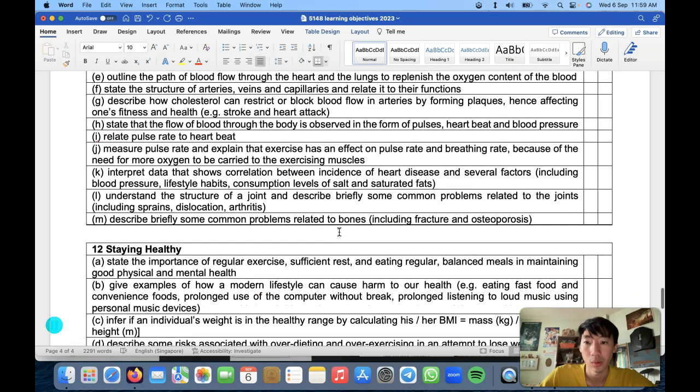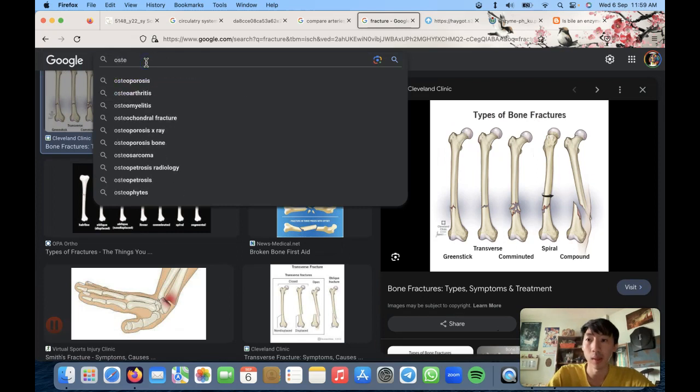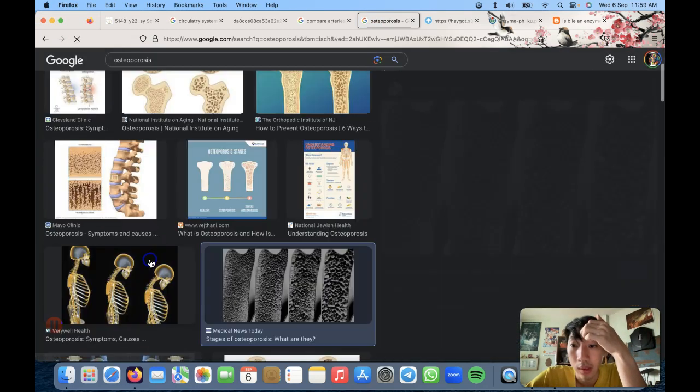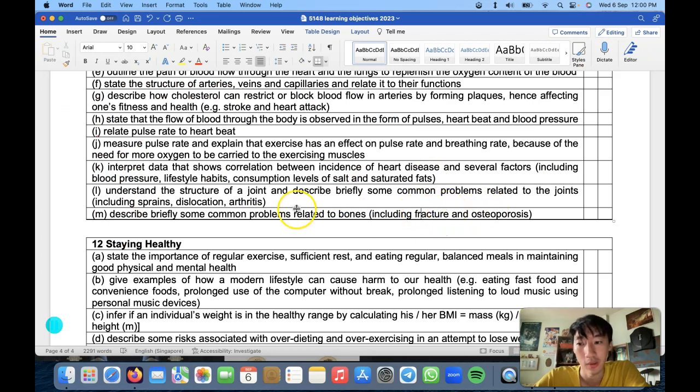So lastly, osteoporosis. Osteoporosis is when your bones don't get enough calcium and vitamin D. As you can see here, this is your bone. Normally your bone is quite dense, right? There are a lot of bone cells inside. But over time, the bone cells start to disappear and it becomes a lot of holes. And so you get very fragile bones. If you fall, it's very easy to break your bones and get a fracture. So these two are quite linked, fracture and osteoporosis.